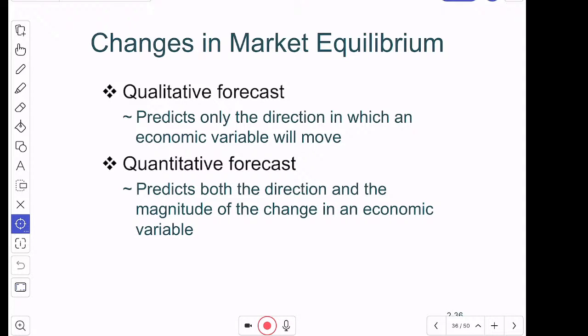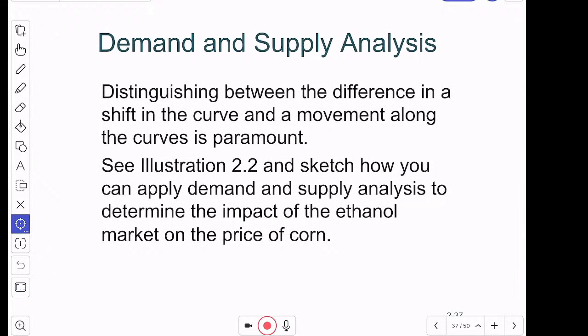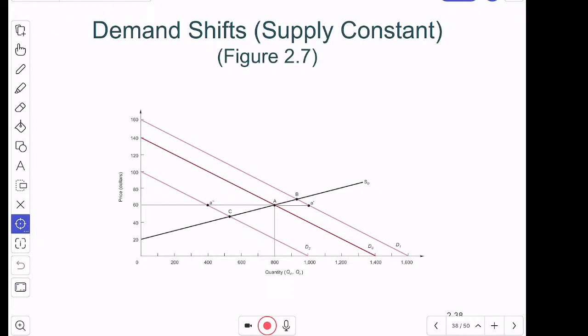We might not be able to say that. You might be more ambitious even. You want a quantitative forecast so you can predict both the direction and the magnitude of the change. So you can actually make a prediction about how much demand will change as a result of some shock. Okay, so we have to be careful in clarifying if we're talking about shifts or moves along the demand or supply curve.